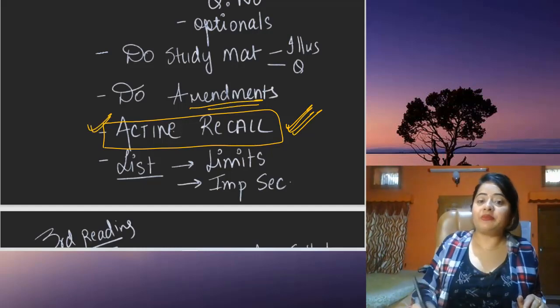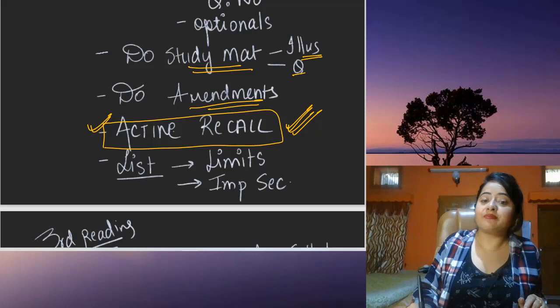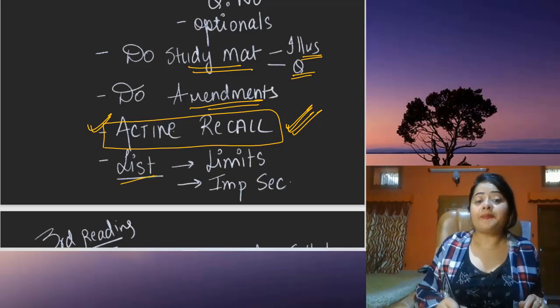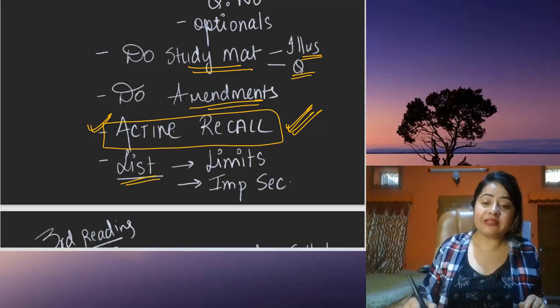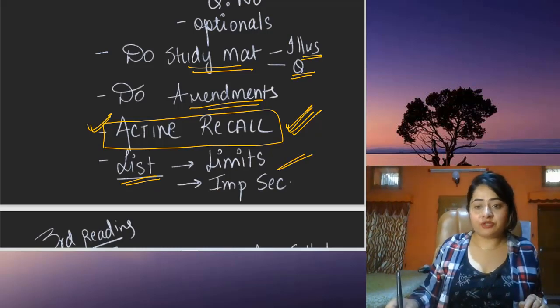Here, please incorporate amendments also. Make sure study material, illustrations, and back questions are also done. If you need, there are so many limits in every chapter. You can make a list of these important limits for revision also.